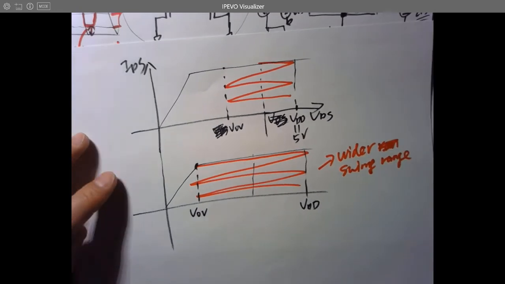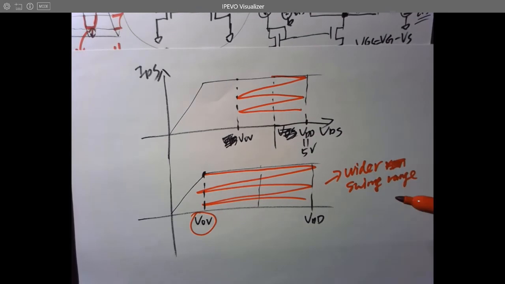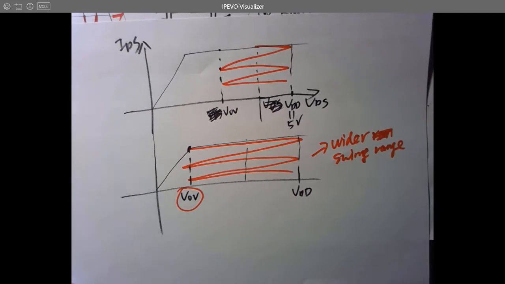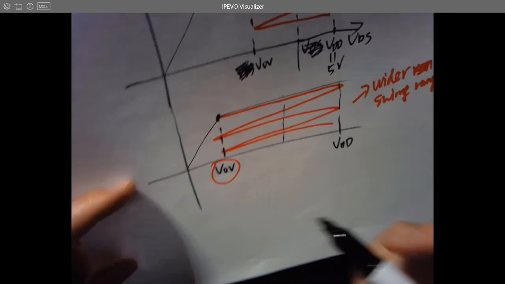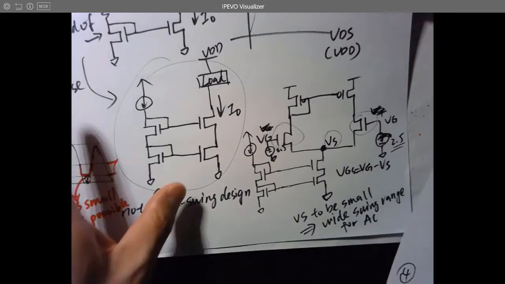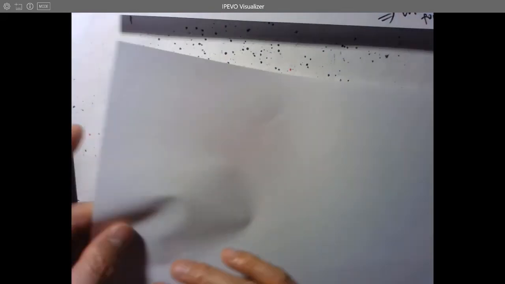The other benefit of doing this is you are using a lower voltage to operate your transistor, so it's consuming lower power as well. So that's why we really want to pursue this final result for the biasing. But how do we reach here? That's the question. If you look at this circuit, is this a wide swing range design? It's not a wide swing range design. Why is that?